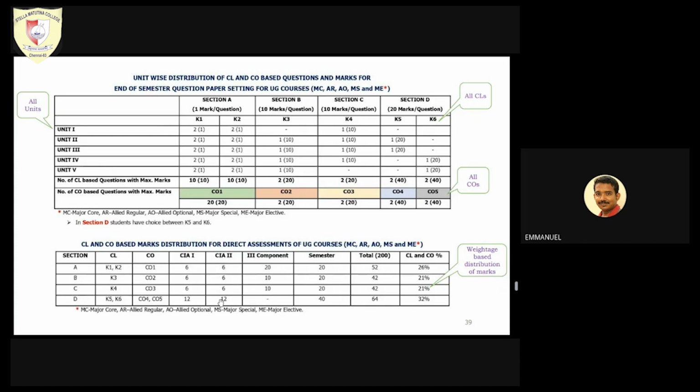But in CIA, the second CIA, we have included it. In semester it is given the highest weightage, 40 marks, totaling 46, 56, 64. So if you add this column, 52, 42, 42, 64, we will get 200 marks. That will correspond to these percentages, 26, 21, 21, 32. This is the weightage given CO level wise, course outcome level wise, as well as cognition level, K1 to K6 level wise.